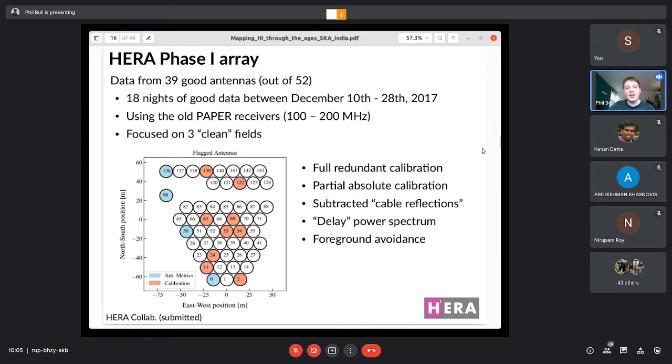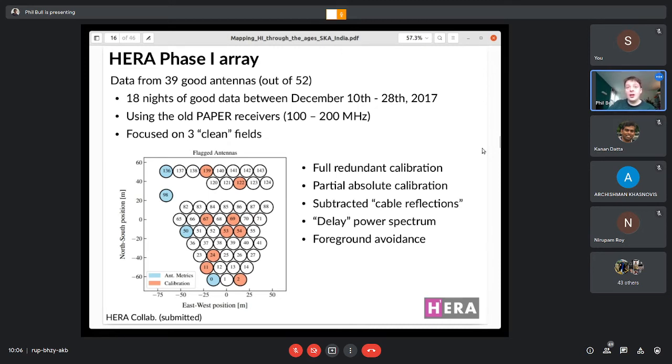X-axis is east-west position of the antennas. Y-axis is their north-south position, relative to some array center. And anything that's a white color, those were good antennas. And then any other color means that those antennas were fully flagged due to either the antenna being a bit screwy, so that's the blue ones, or having struggles calibrating them, which may be due to instrumental issues or otherwise. Those are the ones that kind of pinky orange color. But all the same, we got about 18 nights of good data from a few years ago, so mostly through December 2017, which of course is Southern Hemisphere summer.